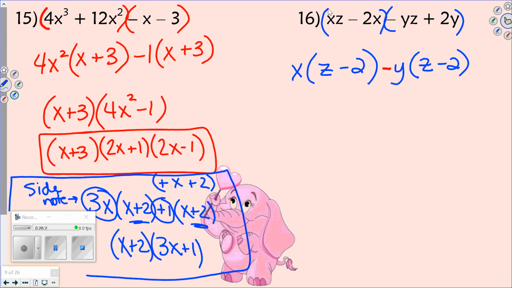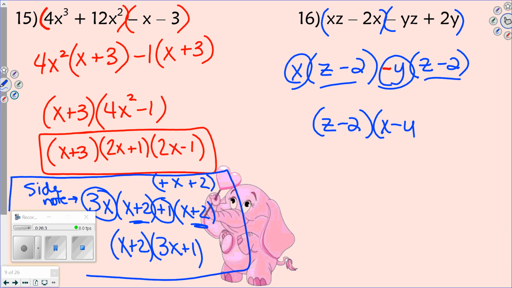All right. Common factor. X minus 2. And then the leftovers. X minus y. Either of those go further? Nope.